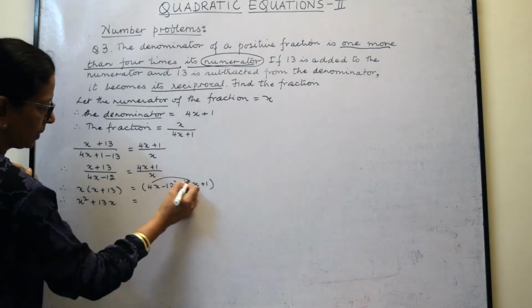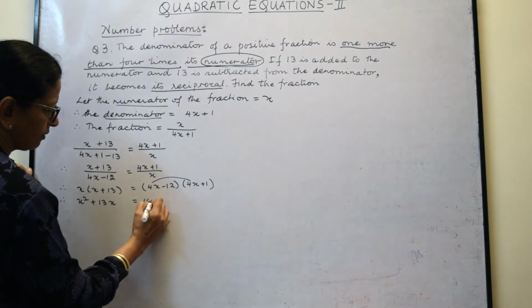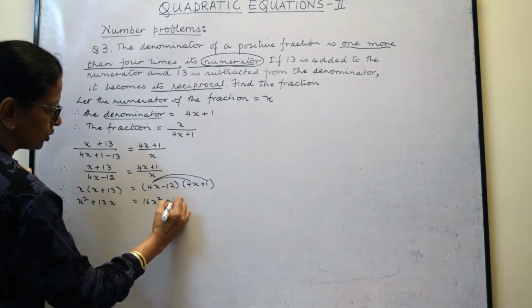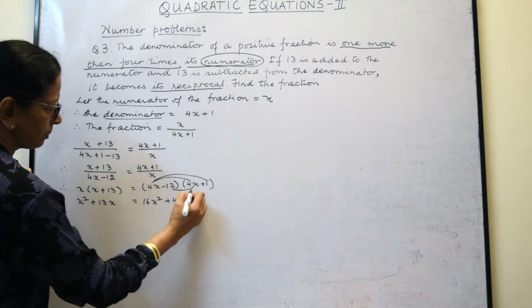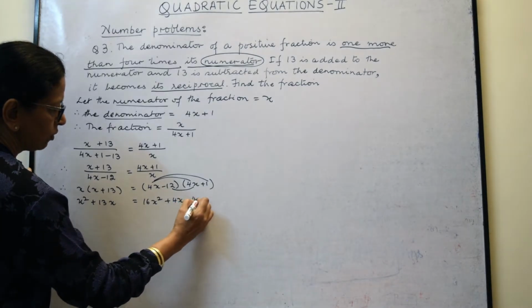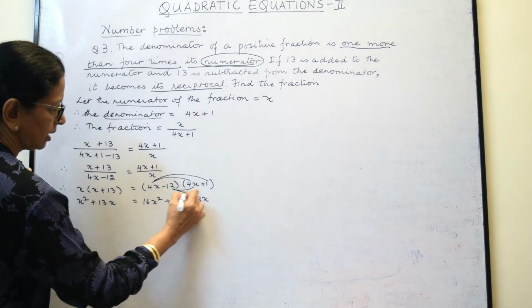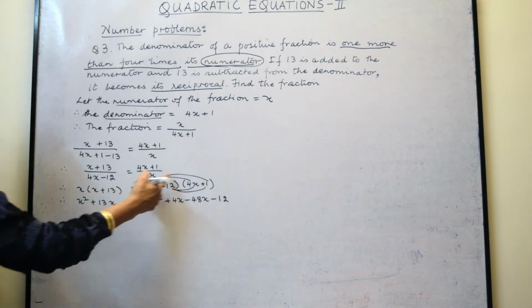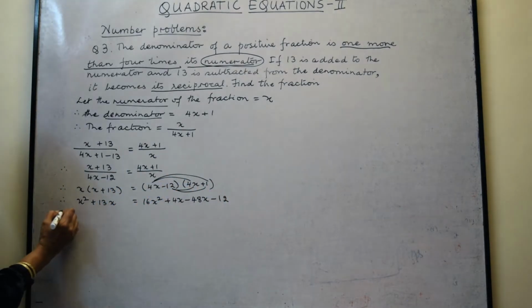when you multiply, you will multiply this way first. So that will give you 16x squared. Then you multiply this way, that gives you plus 4x. Then you multiply this way, that is 12 fours, 48x. And this way, that is minus 12. Now this you can do in your mind as well.